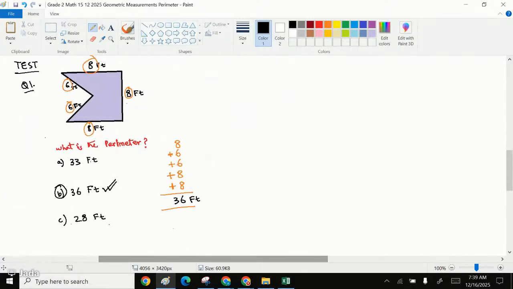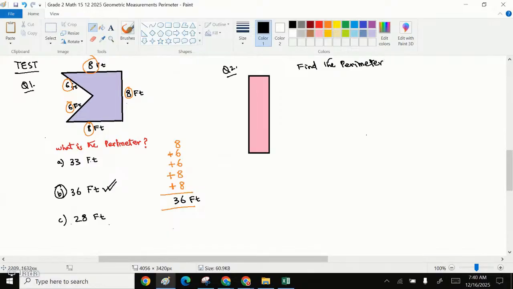Let's try another question. The next question seems easier because it only has a rectangle in it. Okay, so let's see what this rectangle says. And they're asking us, find the perimeter. Okay, I'll write down the values. Let's try this question together. 3 centimeter, and this is 10 centimeter.